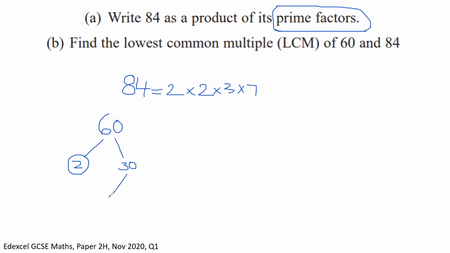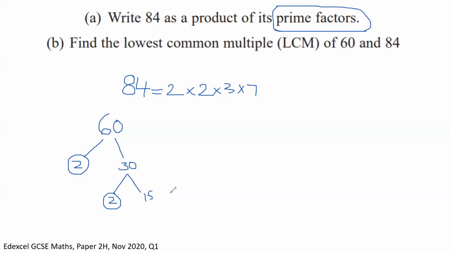So we'll go again, we'll divide it by 2. We know it's an even number. It can be divided by 2. So if we do 30 divided by 2, what's half of 30? A little bit more difficult, but it's 15.